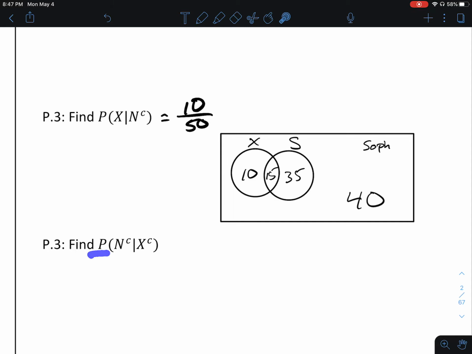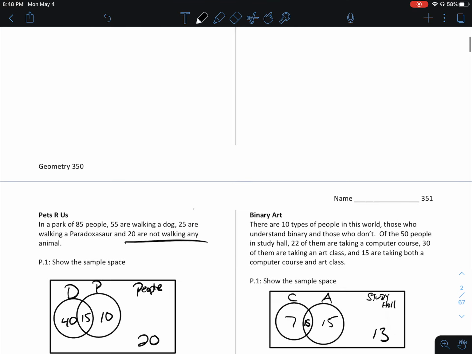What's the probability that someone doesn't have a Nintendo given that they don't have an Xbox? All right, so the people that don't have an Xbox would be 40 plus 35, that's 75. And then the people that don't have a Switch, out of those 75, well, that's 40 people. It's 40 out of 75.